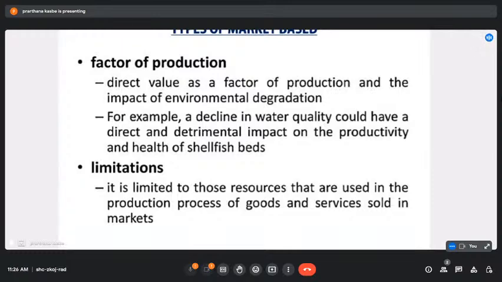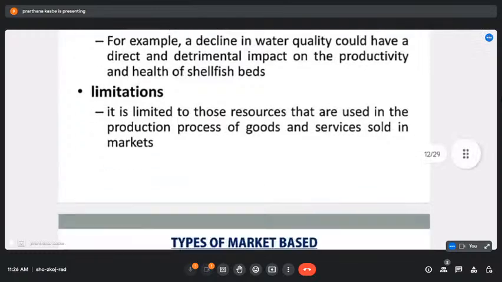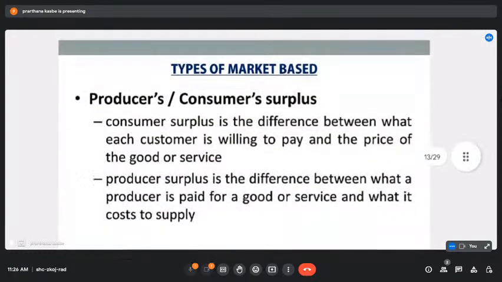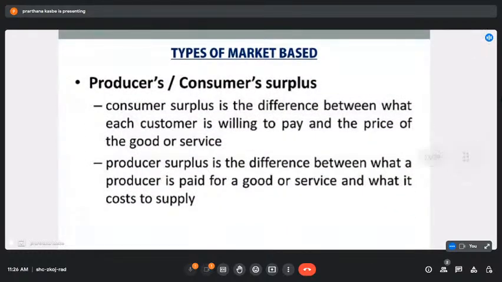What is the limitation? It is limited to those resources that are used in the production process of goods and services which are sold in a market. Another method is the producer or consumer surplus.